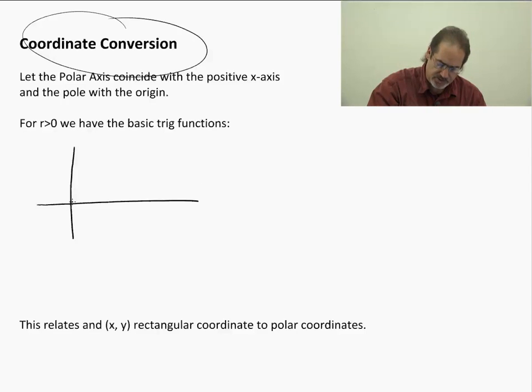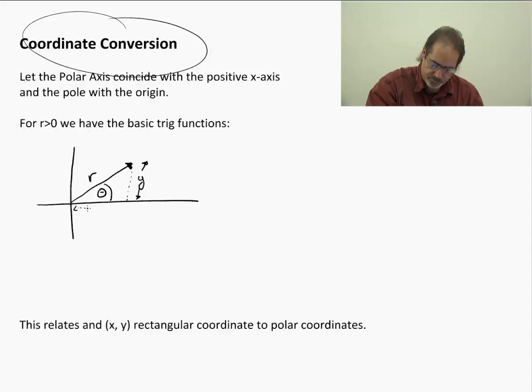For r positive, I'm going to stay in the first quadrant here. So here's r, here's theta. Now, clearly this distance here is y, and this distance here is x. So I can now relate the angle theta and r with x and y.